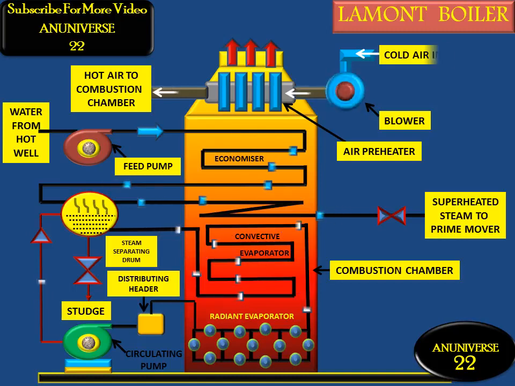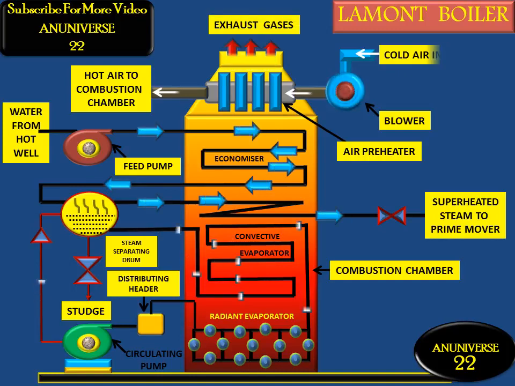So cold air starts to enter, and from here with the help of the blower, this cold air is heated with the help of the flue gases, and that goes to the combustion chamber, and finally the exhaust gases go to the atmosphere. So these gases from the superheater are again used to preheat the air in the air preheater before exhaust into the atmosphere.